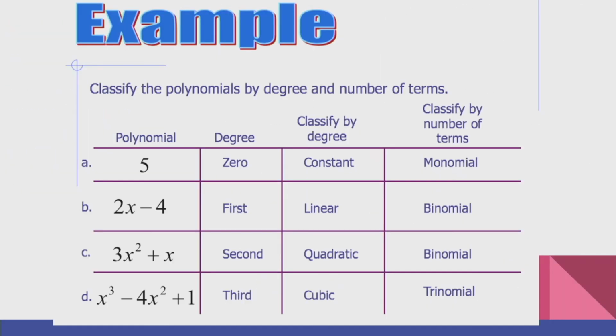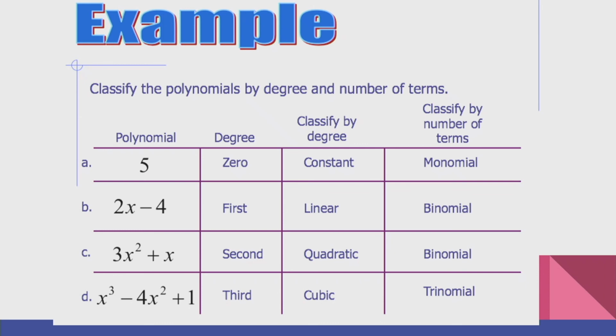So here are some examples of how you can classify your polynomials by degree or by number of terms. By degree means we are talking about the exponent. Degree always tells you the exponent. My polynomial is 5. 5 is a single term, that means it's a monomial. My degree is 0. We have no variable and no exponent in that. And it is a constant because it's a single number that doesn't change.